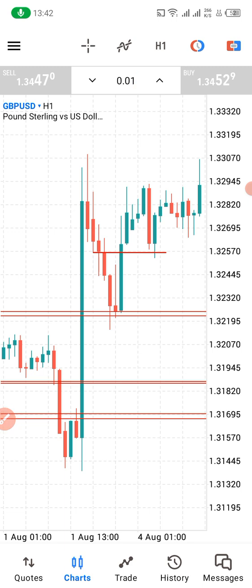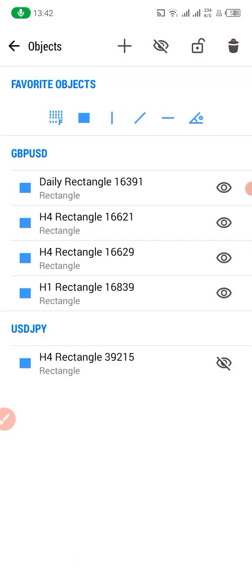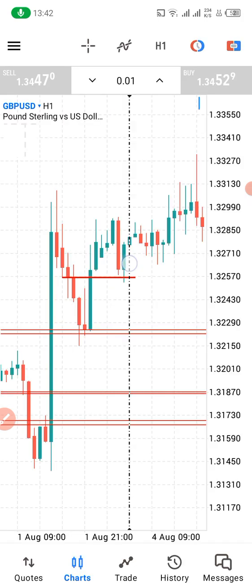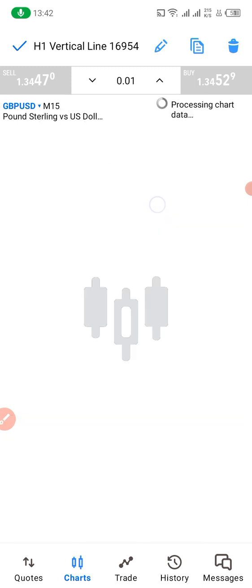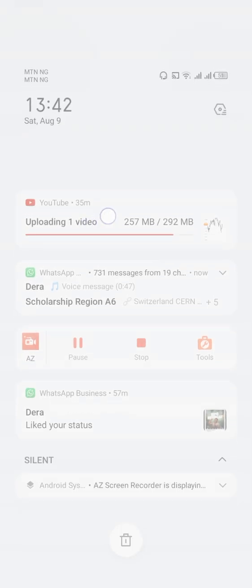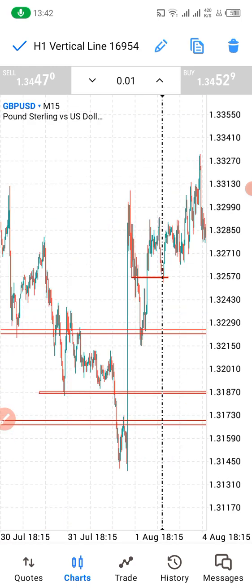What about if you want to repeat the same thing? Of course, you can repeat the same thing. You just have to put a line on that reacted zone. Okay, so this place is where it reacted from, right? Then you go down, let's say, to a 15 minutes time frame. And on your 15 minutes time frame, what you want to do is look for a breakout as well.